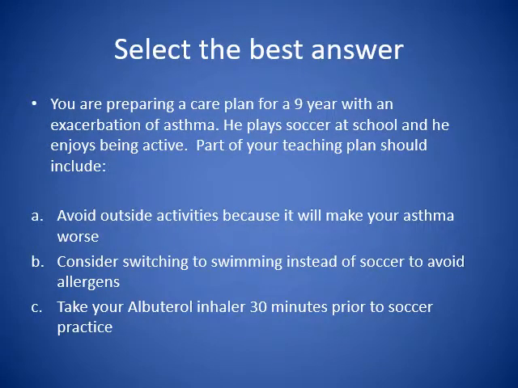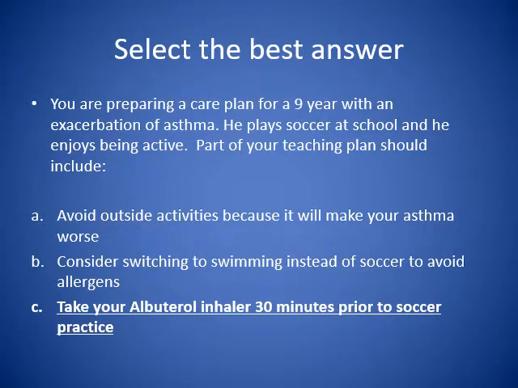So, select the best answer here. You're preparing a care plan for a 9-year-old with an exacerbation of asthma. He plays soccer at school and he enjoys being active. Part of your teaching plan should include: A, avoid outside activities because it will make your asthma worse; B, consider switching to swimming instead of soccer to avoid allergens; or C, take your albuterol inhaler 30 minutes prior to soccer practice. So it's C, take your albuterol inhaler 30 minutes prior to soccer practice.